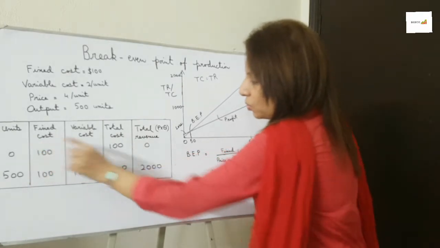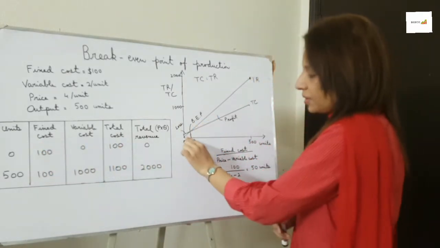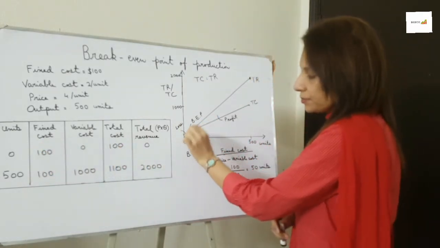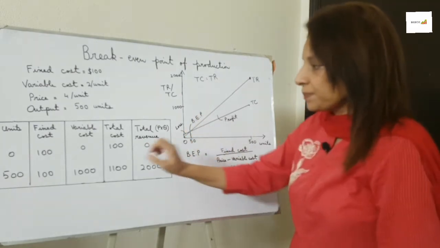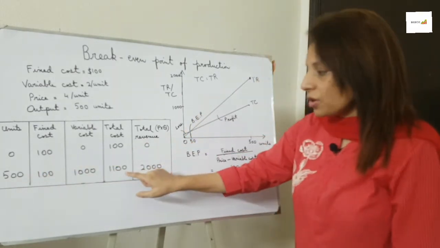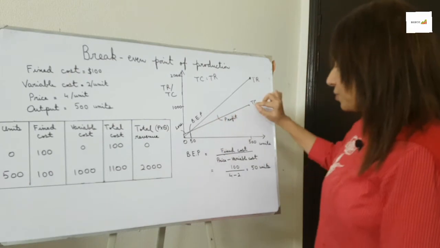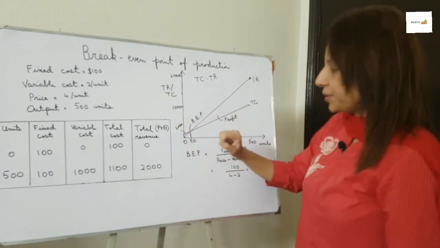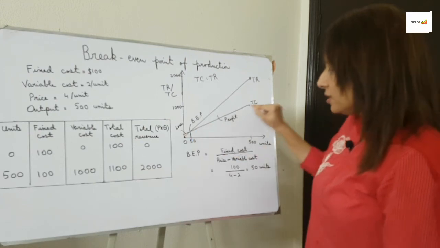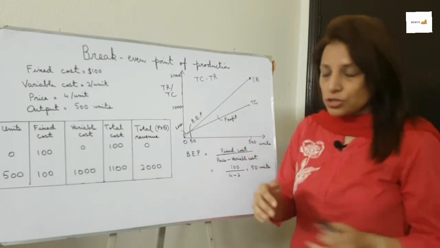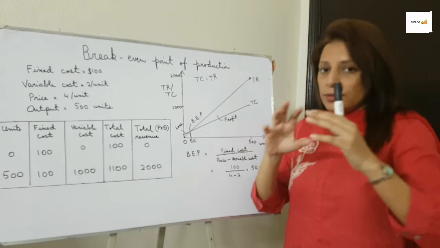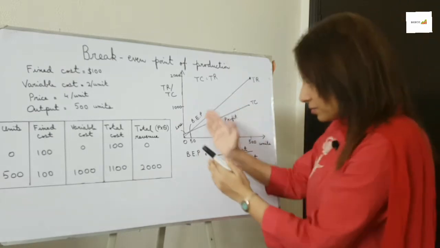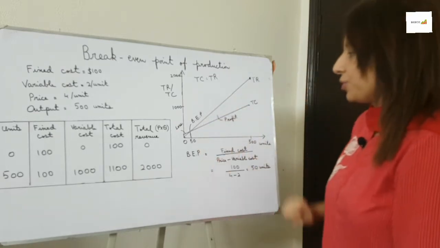At 0, what is the total cost? That is 100. I've put my point here. Just make a small circle here. Then at 500, what is the total cost? That is 1100. So I've put my point here, just in front of 1100. Then I have to join these 2 points using a scale so that there will be no problem while assessing where the break-even point of production is.